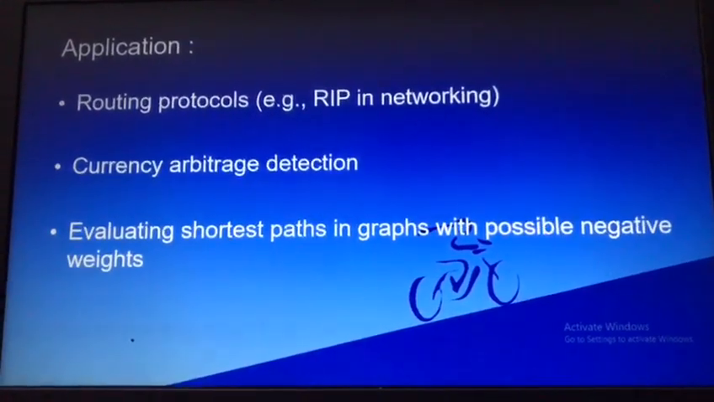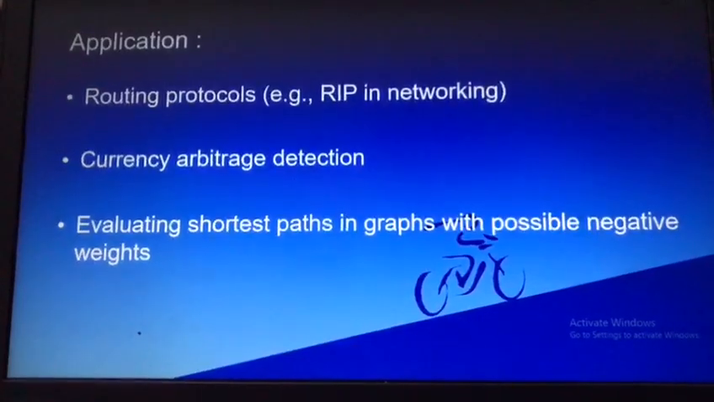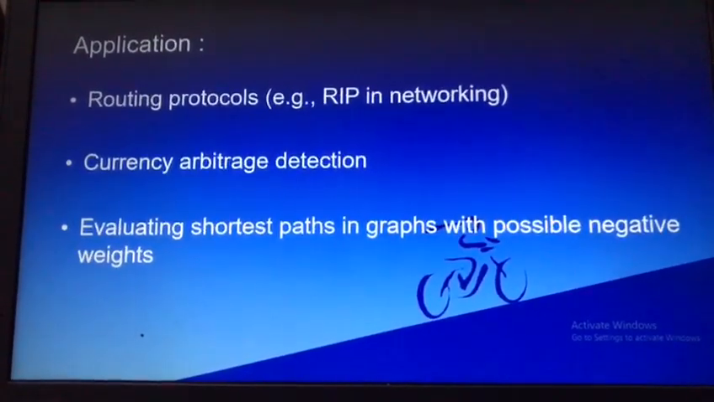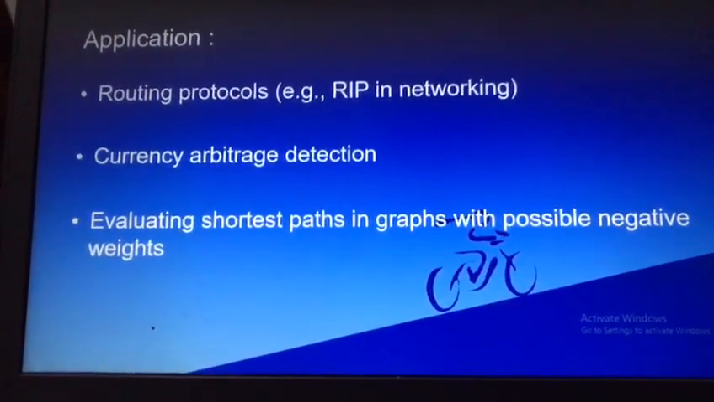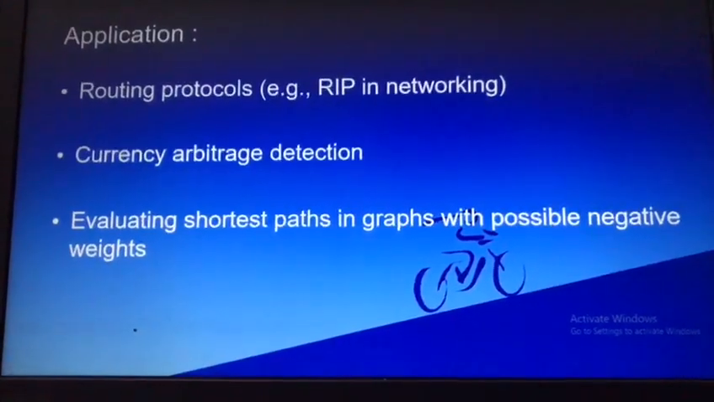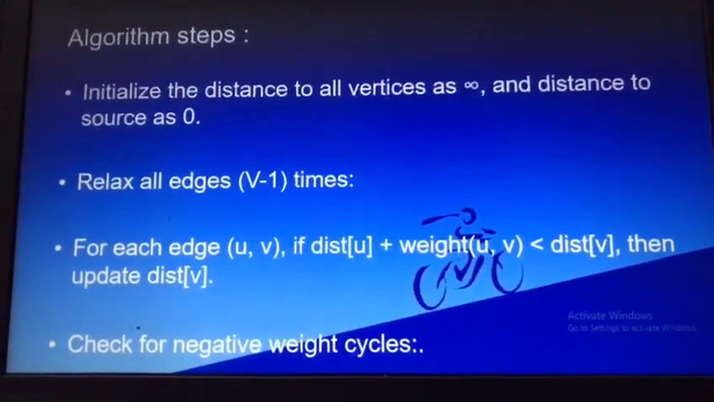It can evaluate the shortest path from the source to other nodes in a directed graph, and if we have possible negative values, meaning values less than infinity, we have to find the shortest path, and we can conclude the values according to our shortest path. And then we have the algorithm steps.